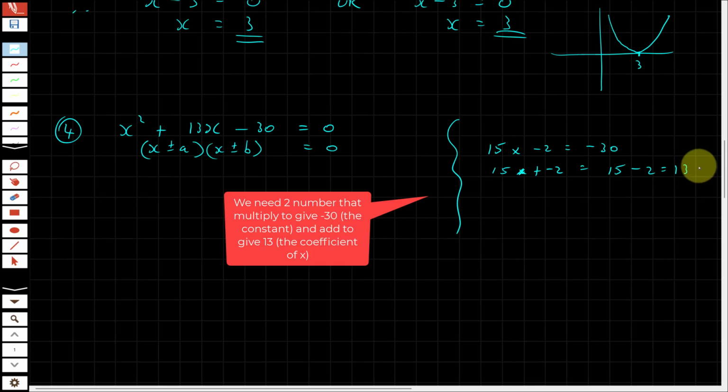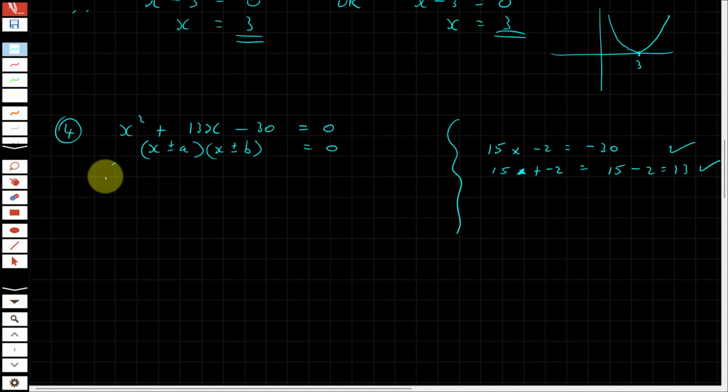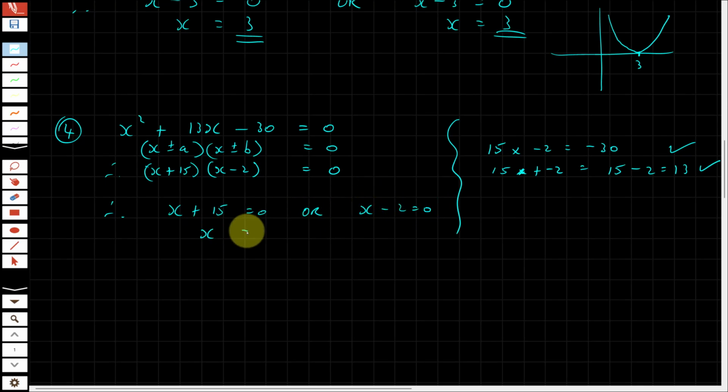We can do this by trial and error. Just on the right hand side here, we find that 15 multiplied by negative 2 will give negative 30, and if we add 15 and negative 2, we get 13. So those are a and b. We can now solve each factor separately, and we get x equals negative 15 or x equals 2 as the two solutions to this quadratic equation.